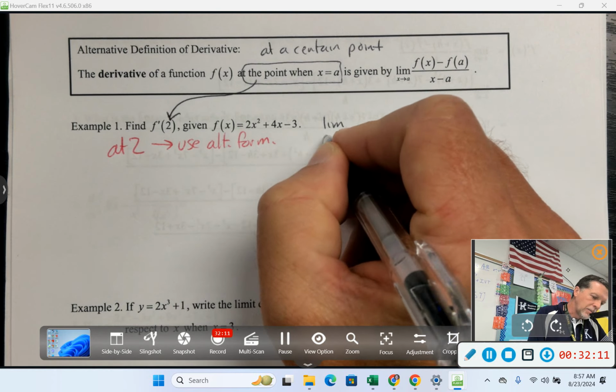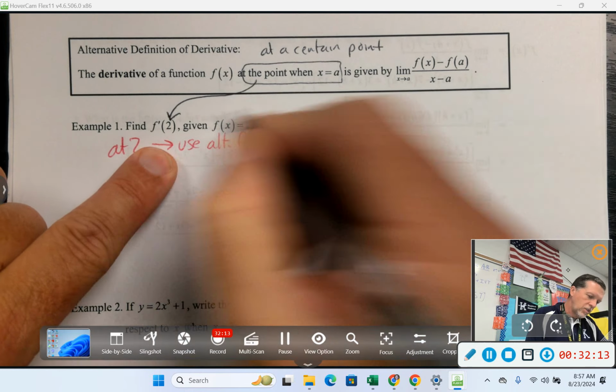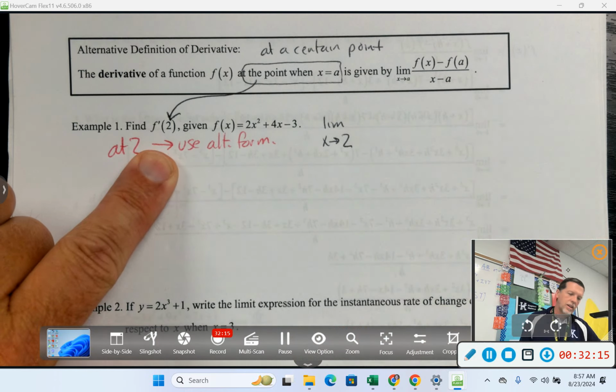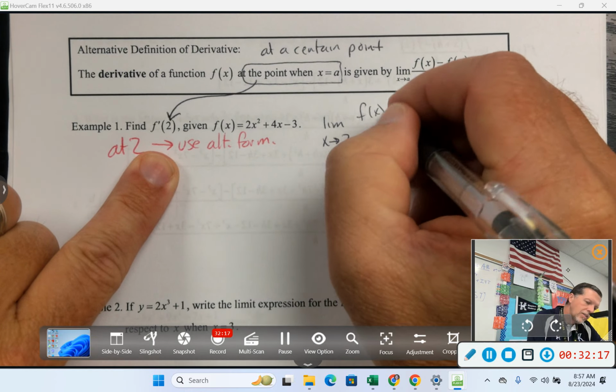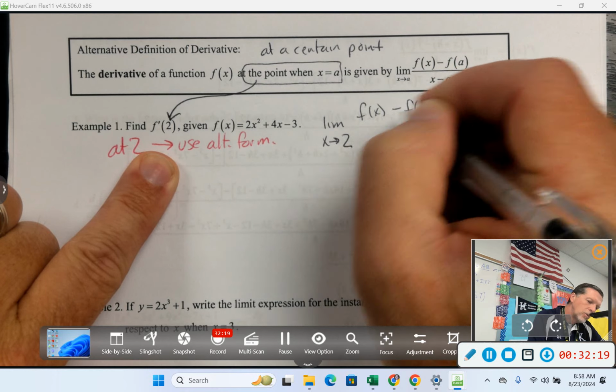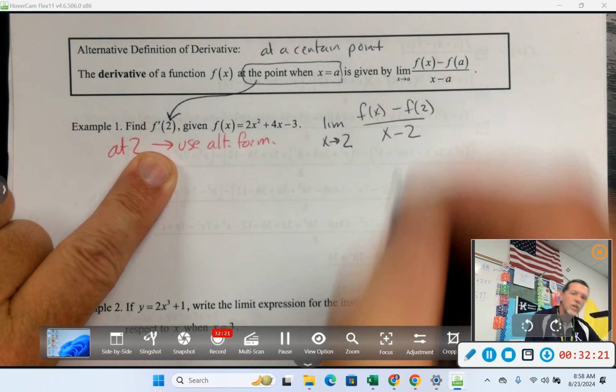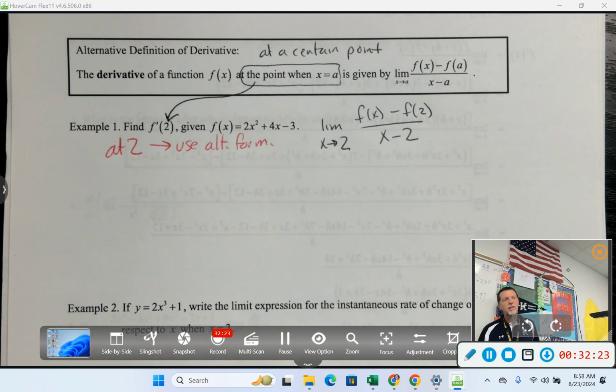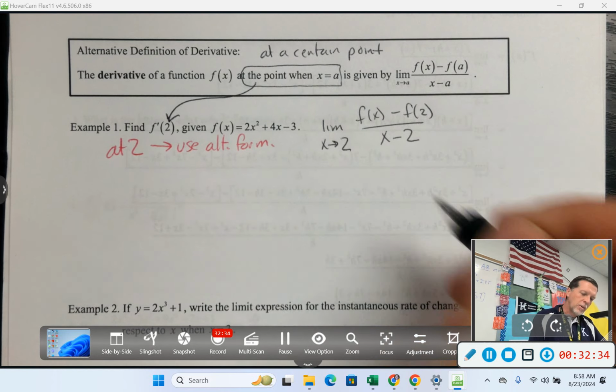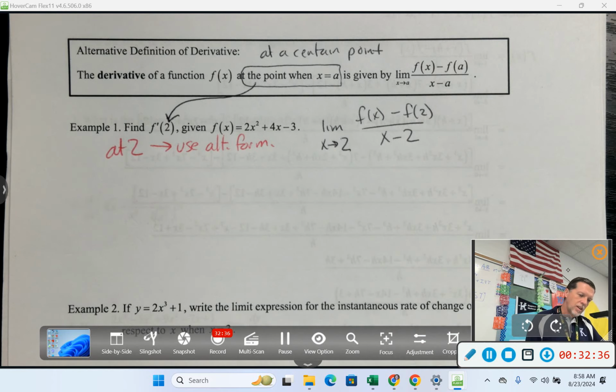let's just plug it in. Limit as x approaches 2, f of x minus f of 2 over x minus 2. It's still the Algebra 1 slope formula. Like, we're doing lots of crazy stuff today, but it's kind of weird that it all goes back to Algebra 1 slope. y2 minus y1 over x2 minus x1.